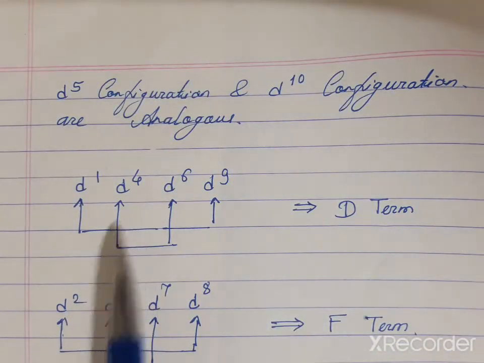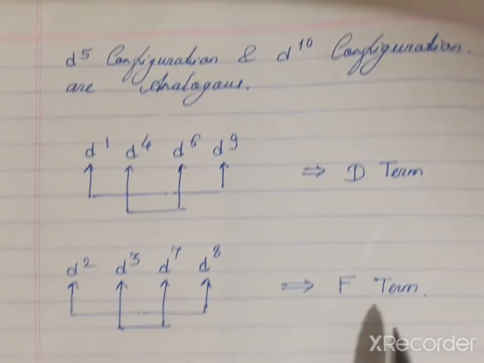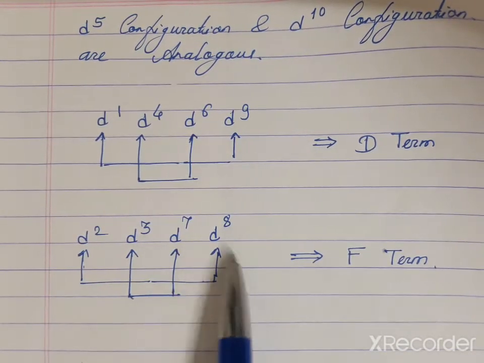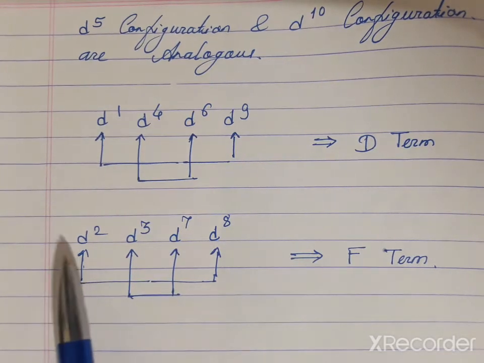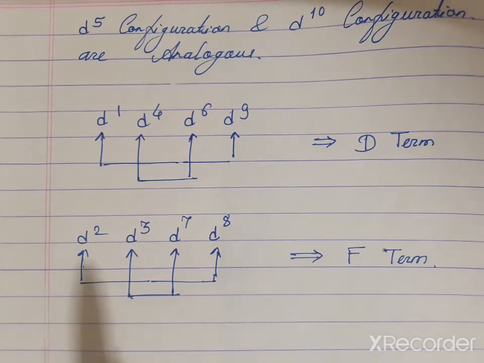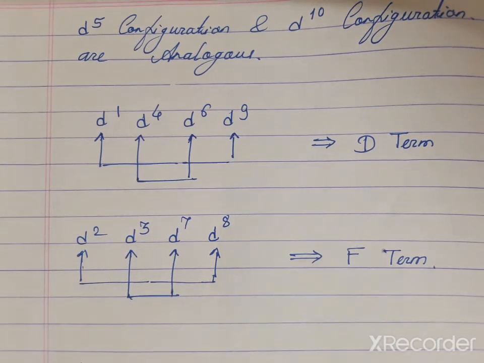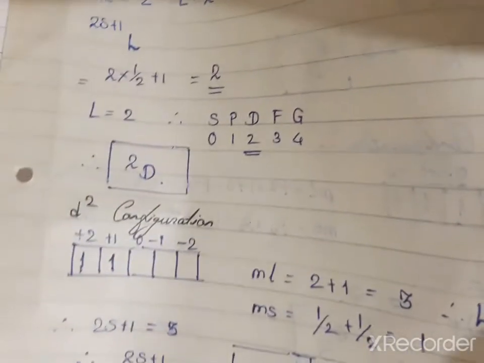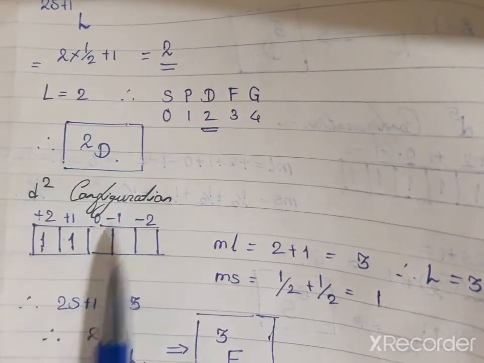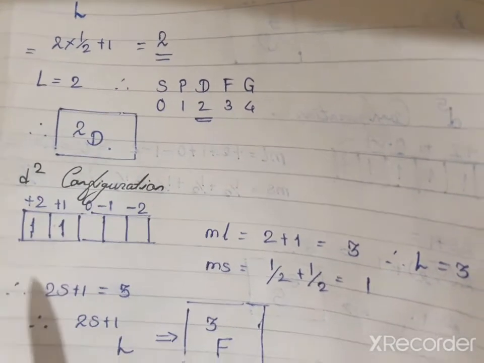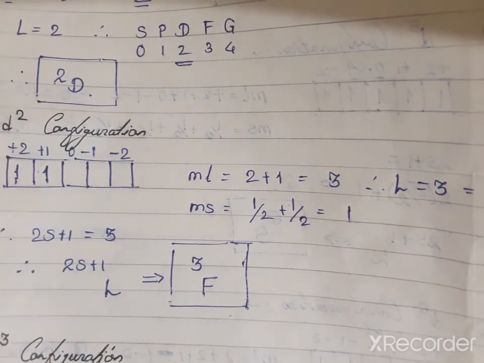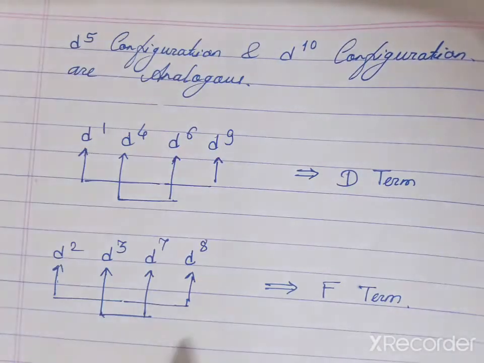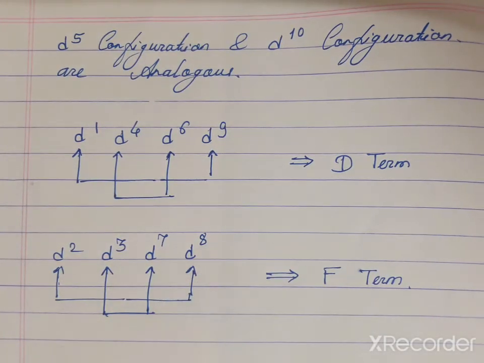Then next one is F term configurations like d2, d3, d7 and d8. There are 4 configurations: d2, d3, d7 and d8. So for d2 configuration there are only 2 electrons. And what about d8? D8 also shows 2 unpaired electrons. Now look at this d2 configuration. There are 1 and 2 unpaired electrons, and the term is triplet F. F term arises from that d2 configuration, and there are 2 unpaired electrons, and this is analogous to d8 configuration.